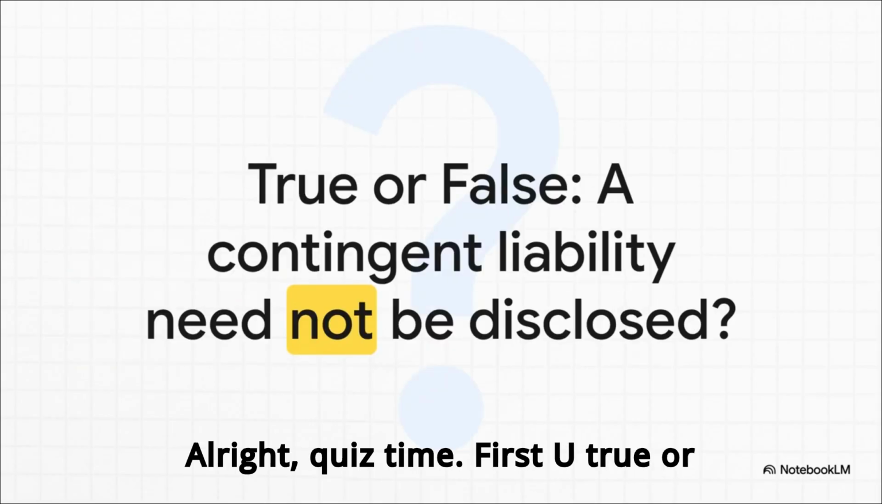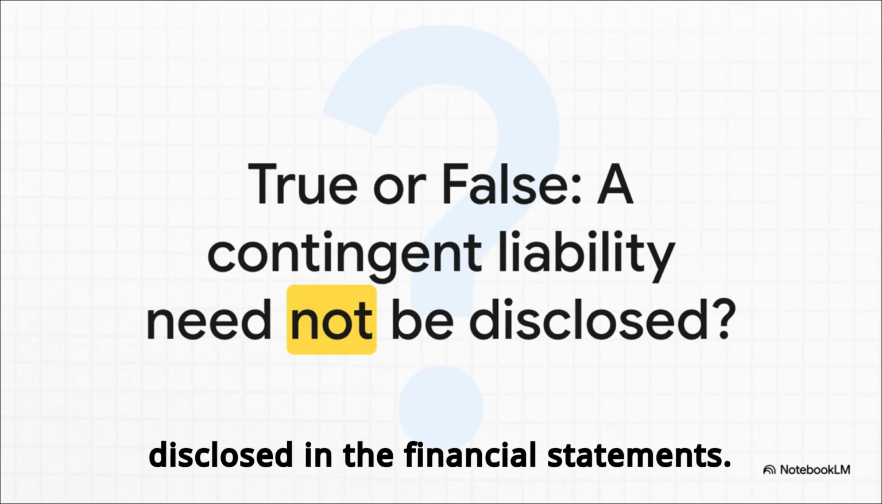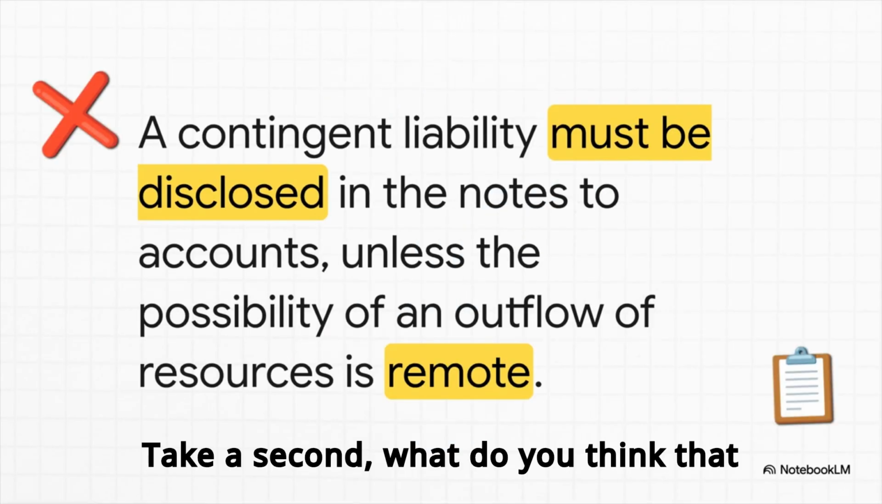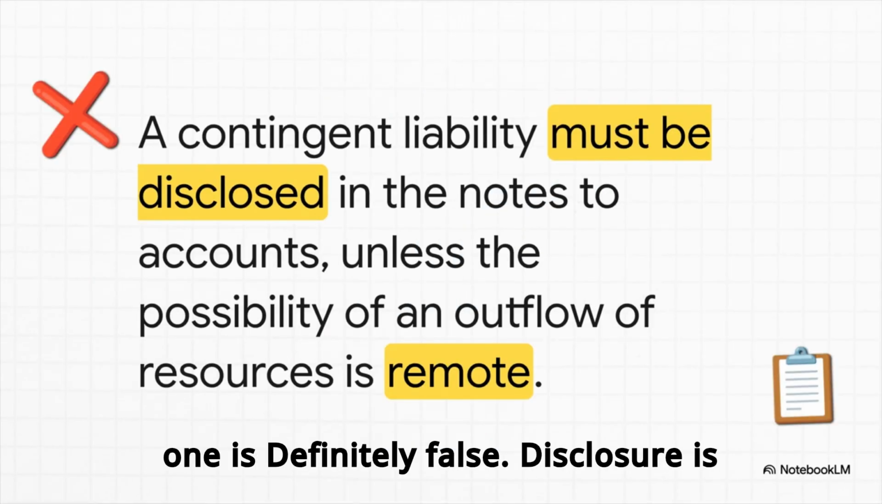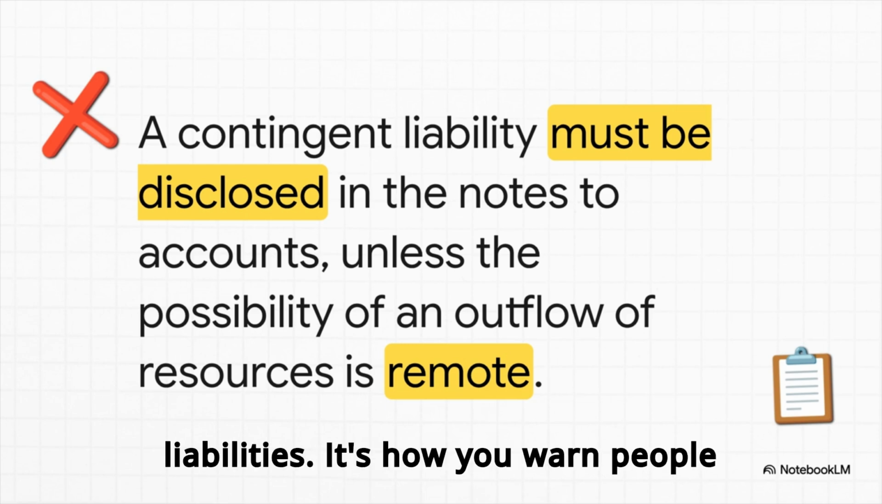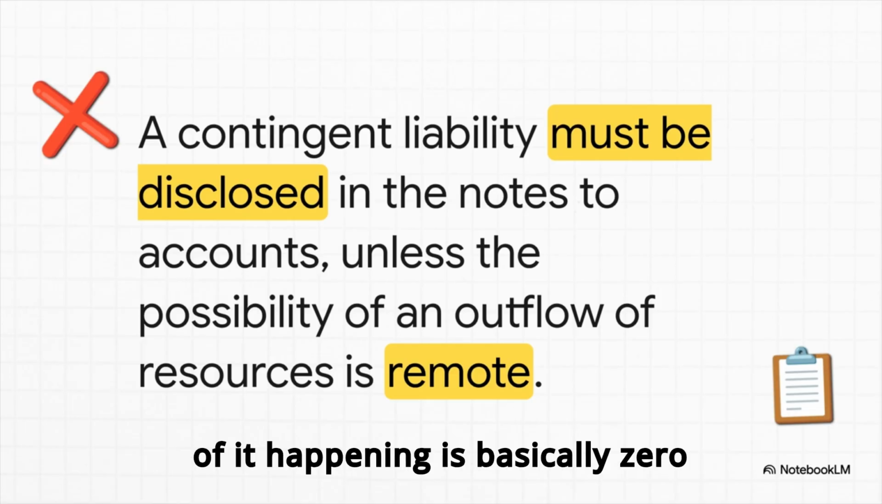All right, quiz time. First up, true or false? A contingent liability need not be disclosed in the financial statements. Take a second. What do you think? That one is definitely false. Disclosure is the name of the game for contingent liabilities. It's how you warn people about potential risks, unless the chance of it happening is basically zero.